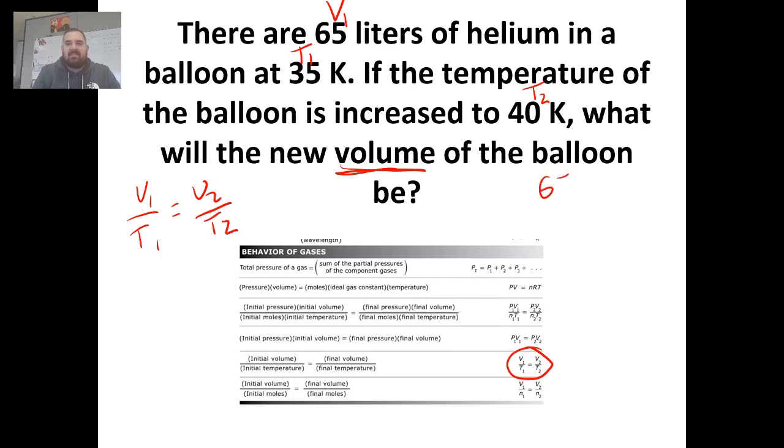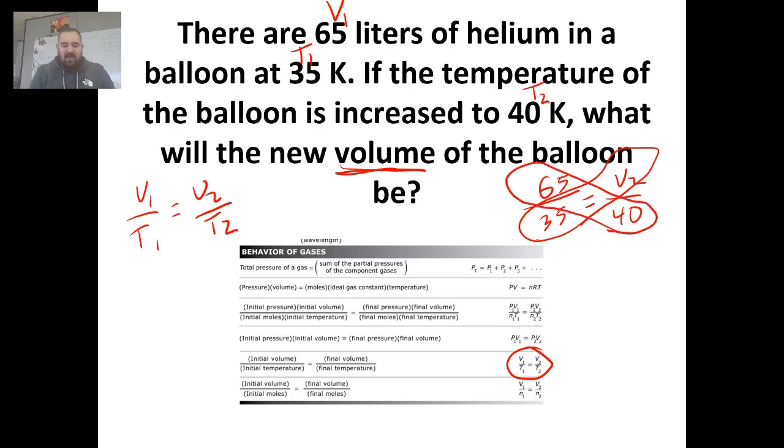So this is going to be 65 over 35 is equal to 40. And then up here is our V2, which is what we're solving for. And then to solve this problem, we just cross multiply. You call this cross multiplication, right? So 65 times 40, that gives us 2,600. And then we bring down the equal sign. And then 35 times V2.